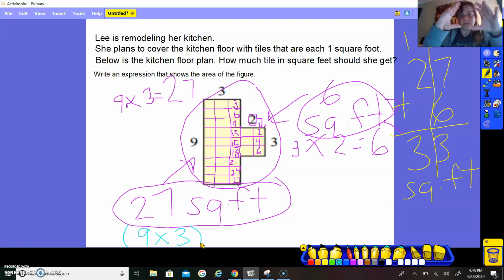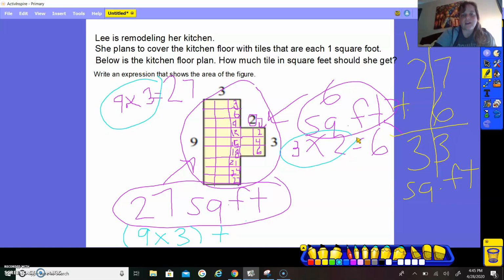You're grouping them together. We did 9 times 3, and we added that to that other rectangle that we did. So here's where we got that first one, and here's our second part of our expression. I'm going to put parentheses because we're grouping those two numbers together. 3 times 2. And this is our expression. I'm not going to say equals because then that turns this expression into an equation.